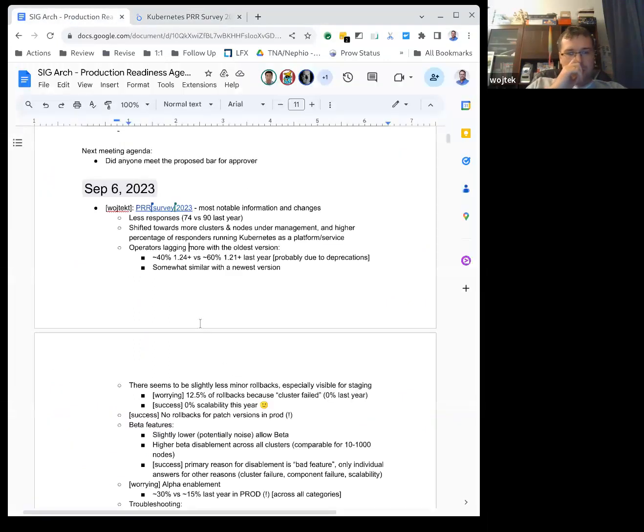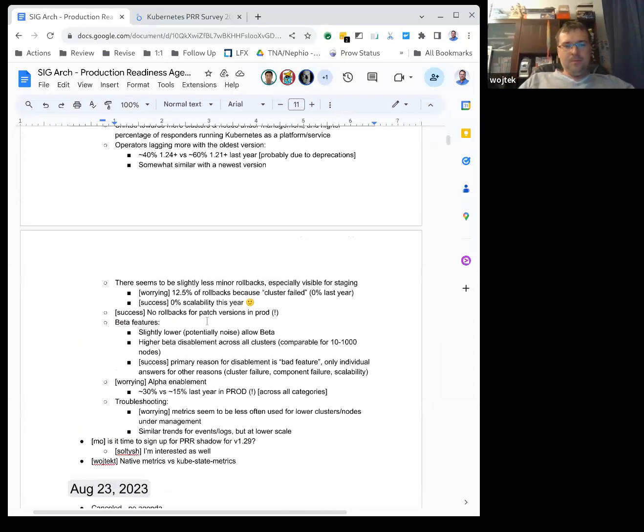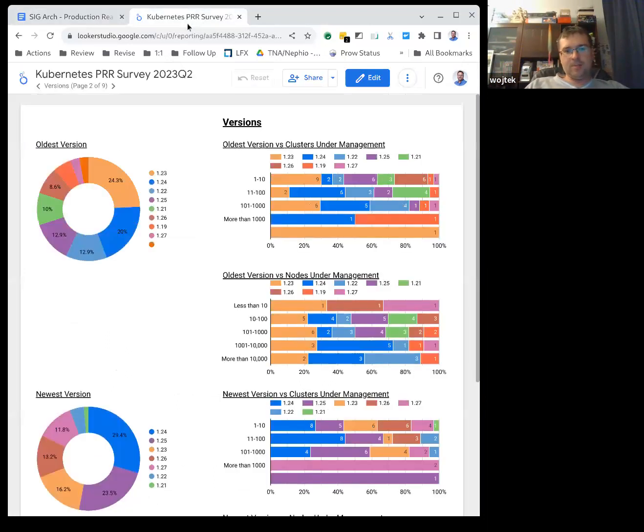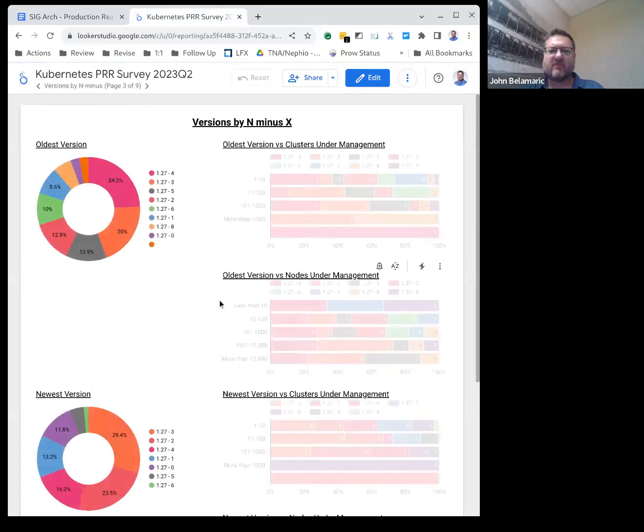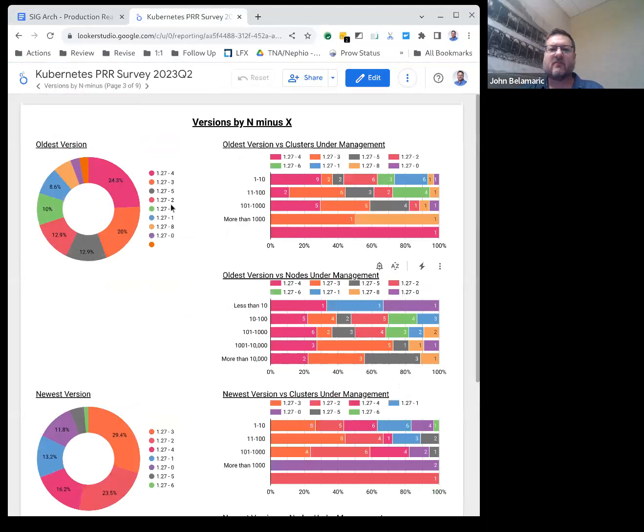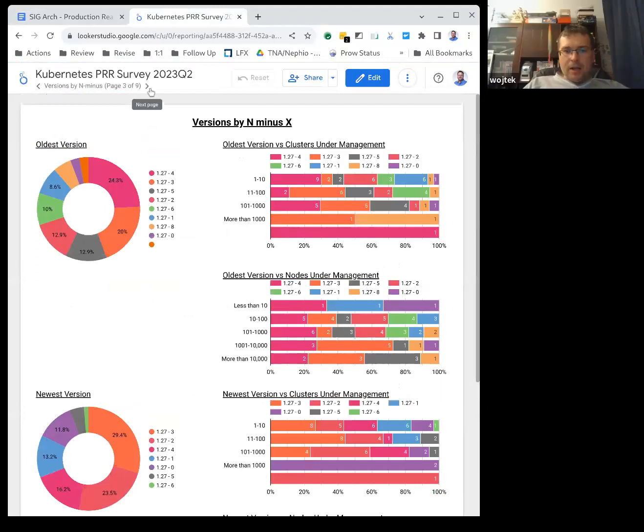The next thing is about rollbacks. What is a little bit worrying, although in terms of number of answers it's really low, is that we have rollbacks because of cluster failure, full cluster failure. We didn't have them last year. Do they say which version? I can't remember which version that was.